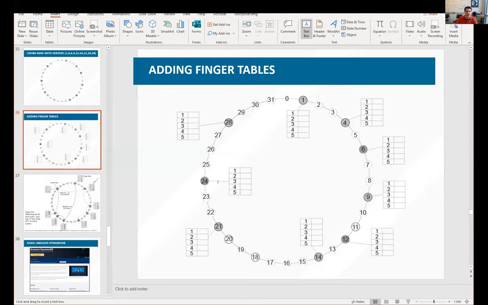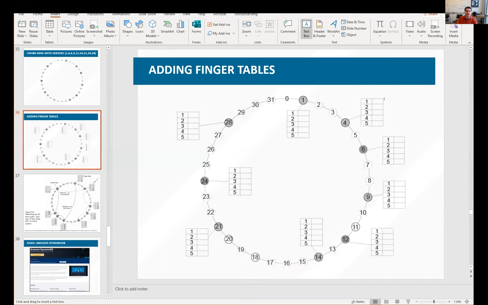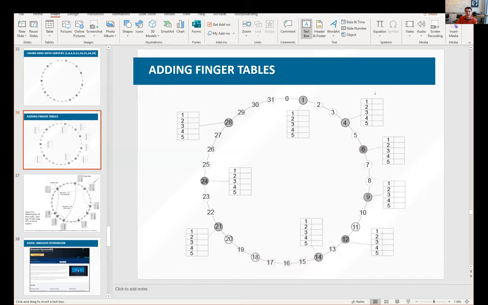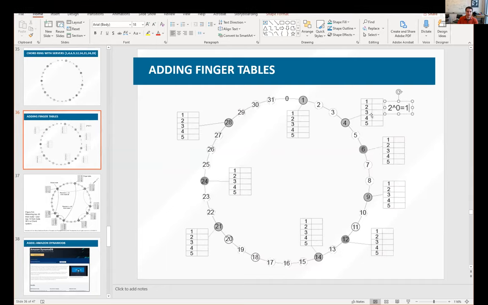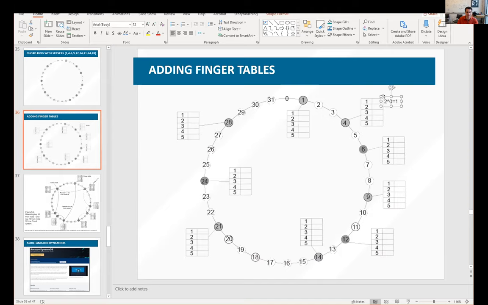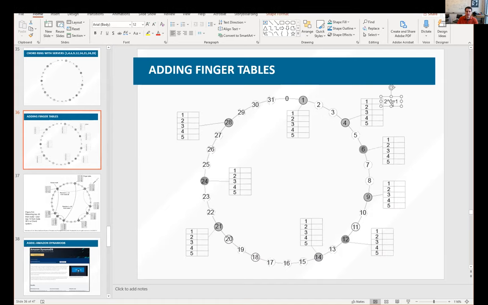Okay, so let's say that we're at node 4. So we're over here at node 4, and we have 5 entries in our finger table. The reason we have 5 is that we have 32 nodes in our system. Log of 32 is 5. At each of these entry points, we're going to pick a key that is a power of 2 away. So the way to think about this first one is 2 to the 0 equals 1. Can y'all see the text annotation that I just added there? Okay, cool.